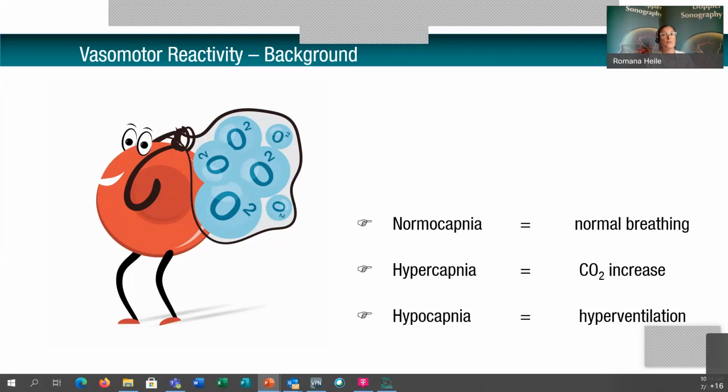And in some of the tests that you will see today, there's also a third test procedure needed. And that means that we have to decrease the CO2 concentration. This is mostly done by hyperventilation or forced breathing. And in terms of testing, this is called hypocapnia.